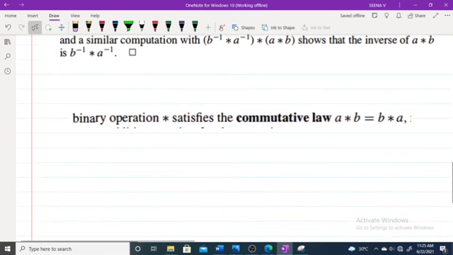Okay. And there is another definition. A binary operation star is said to be commutative, or star satisfies the commutative law, if A star B equal to B star A.